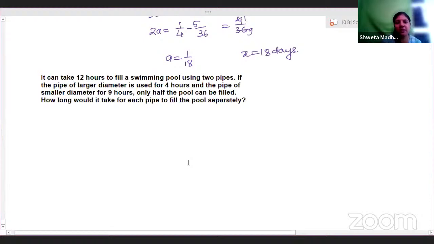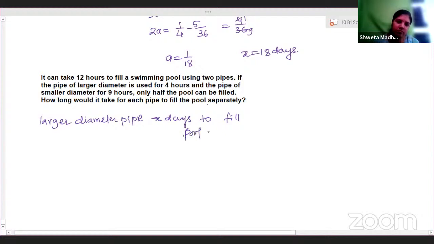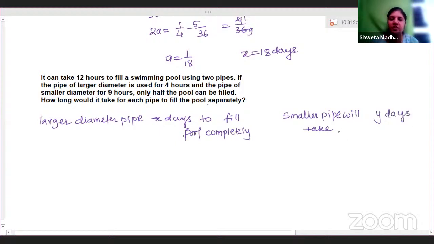Instead of men and women, here are pipes, a larger diameter pipe and a smaller diameter pipe. The process is exactly the same. The time taken by each pipe to fill the pool separately, so work done by each pipe. A larger diameter pipe will take X days to fill the pool completely, and the smaller pipe will take Y days to completely fill the tank. It is hours, sorry, not days, they have given hours.